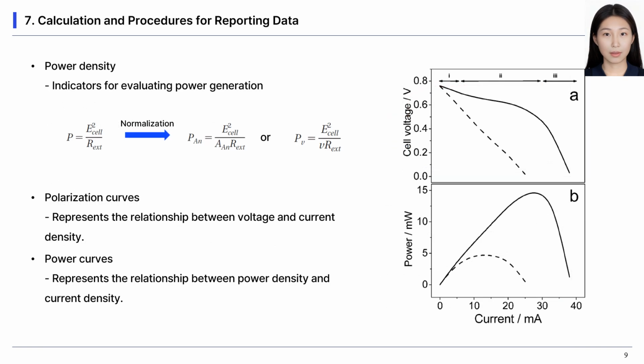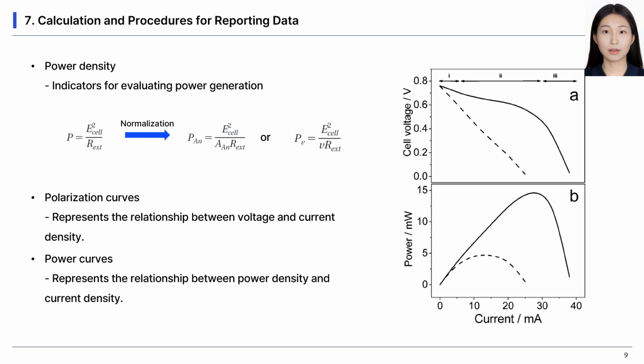The performance of MFCs is evaluated using several key metrics that balance energy production with environmental impact. One key metric for evaluating MFC performance is power density, which is calculated as power divided by electrode area or reactor volume. Using voltammetry data, we can also generate polarization and power curves.